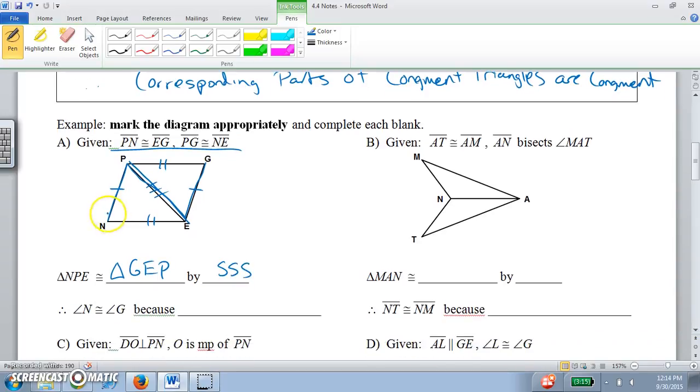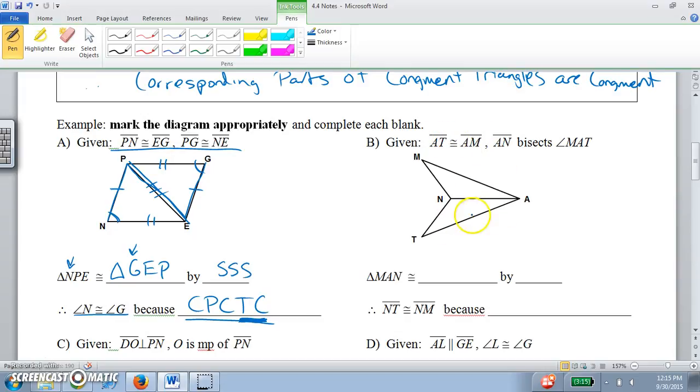Therefore, I can now say that angle N is congruent to angle G because of CPCTC. Since the triangles are congruent, triangles that are congruent have all of their corresponding parts congruent. So these two angles correspond with each other. N is the first letter, G is the first letter. So these two are congruent because corresponding parts of congruent triangles are congruent.